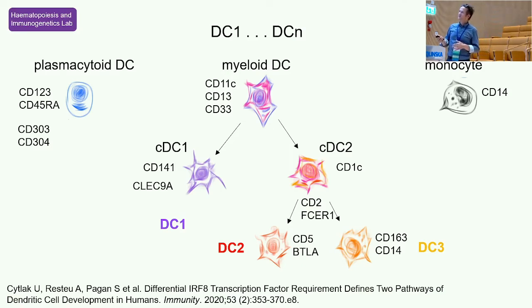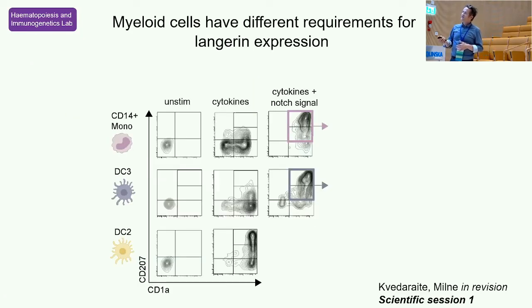So we were interested to see which of these subsets like to express Langerin and under what conditions. And you'll see that if you take a monocyte and you just give it cytokines, you get this tiny bit of Langerin expression. But you can give a Notch signal. So this is a cell-to-cell contact signal mediated by a number of ligands known as JAG1 and 2, or delta-like ligand 1 and 4. And that allows the monocyte to express a high level of Langerin. So that cell there starts to look quite like a Langerhans cell coming from a monocyte.